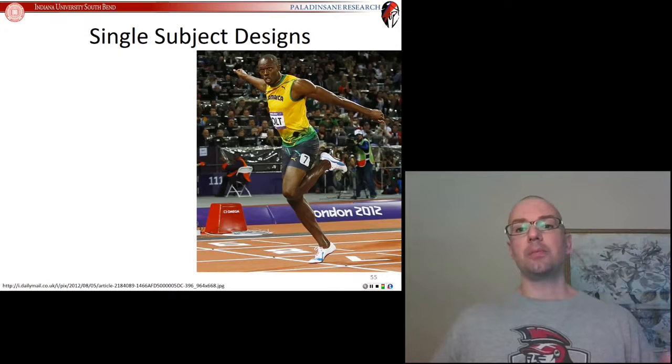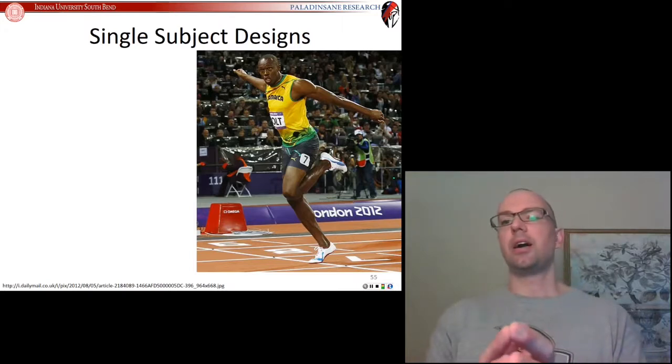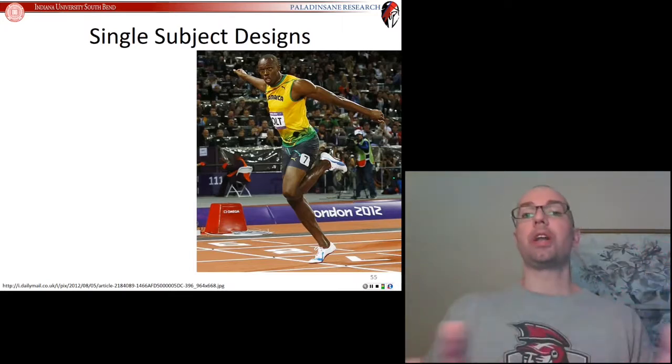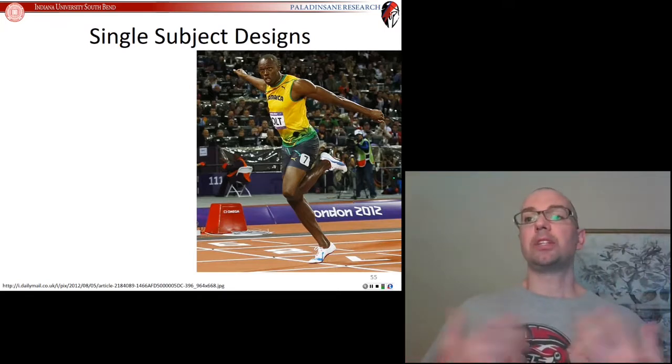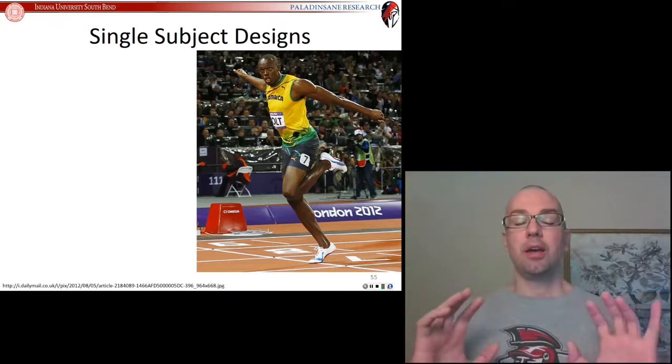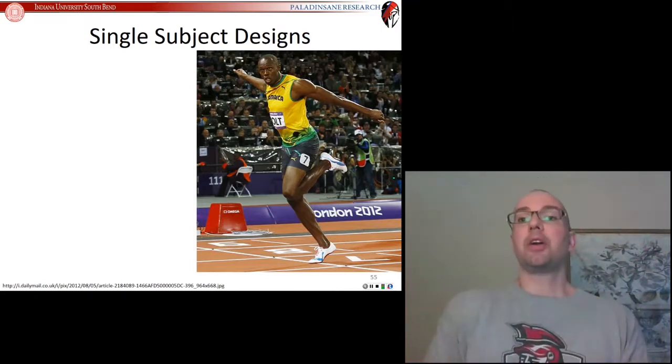So oftentimes in experimental research on learning, there was a single subject that was studied intensively. So 1 rat, 1 dog, maybe 1 extraordinary individual that you just test over and over and over again. In clinical psychology and therapy, oftentimes you're dealing with a single client, and you have a therapy for them.